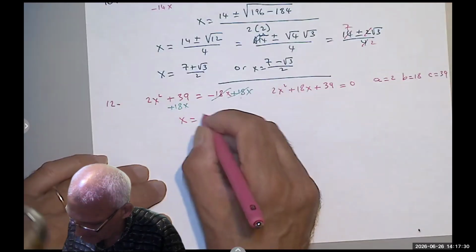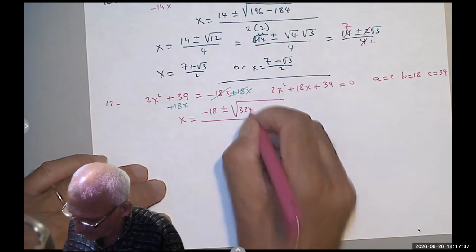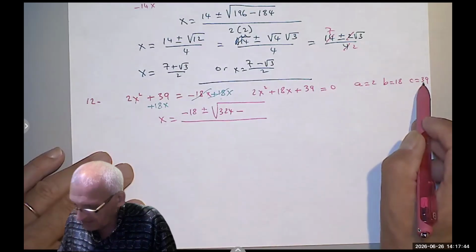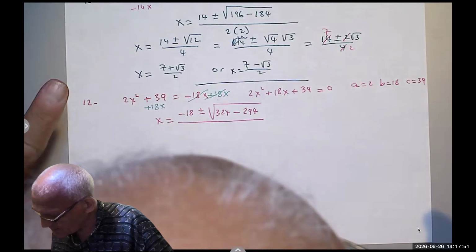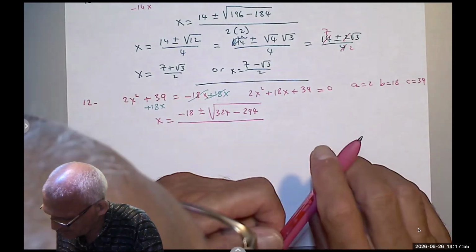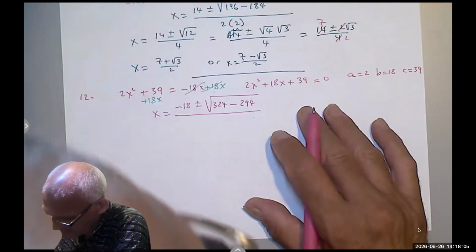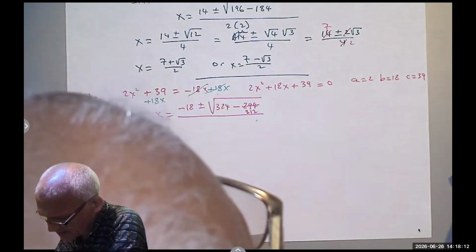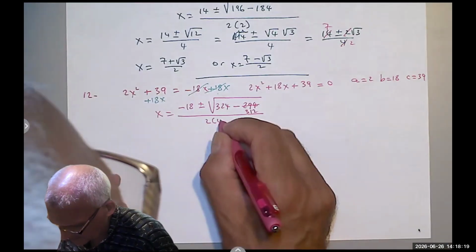X equals negative B, so negative 18 plus or minus the square root, 18 squared is 324, minus 4 times 2 is 8, 294, right? No, wait a second. What did I say? That is not correct. That's 300. What? It's 312. Where did I get this number from? I really don't know where I got it from.